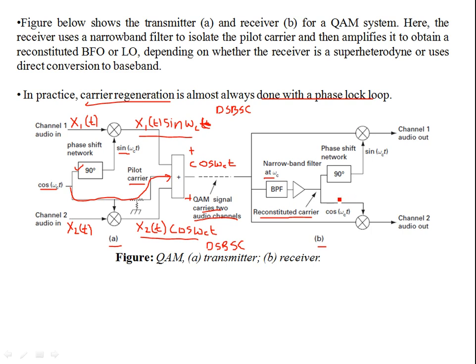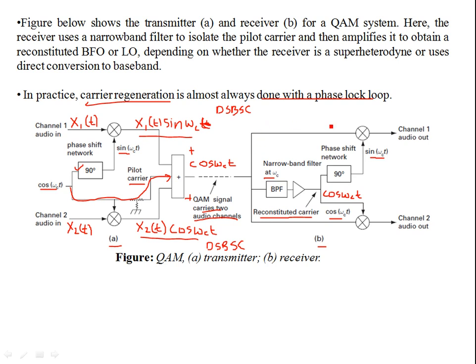So that's a better alternate. Here again you reconstruct your actual cosine omega ct. That's your original carrier. Then again at the receiver end you have this phase shift network which produces the 90-degree orthogonal carrier frequency sine omega ct, and then you have the same signal cosine omega ct over here.